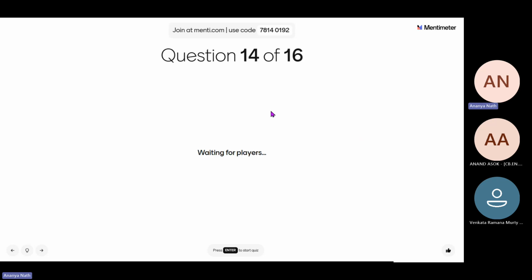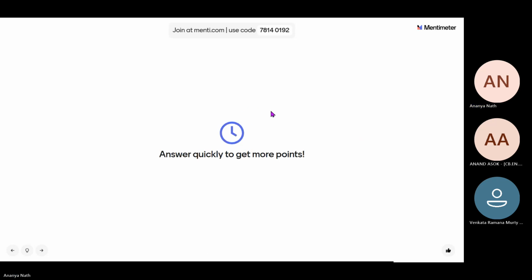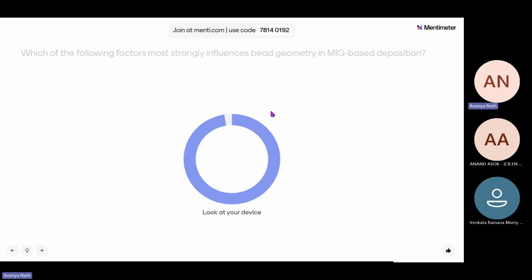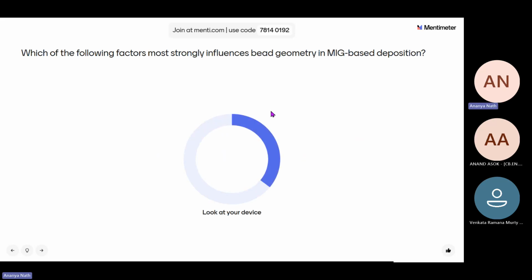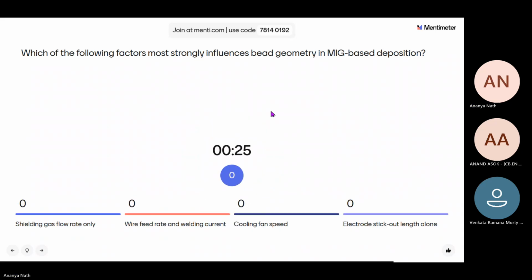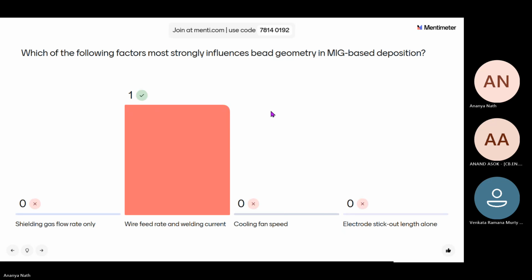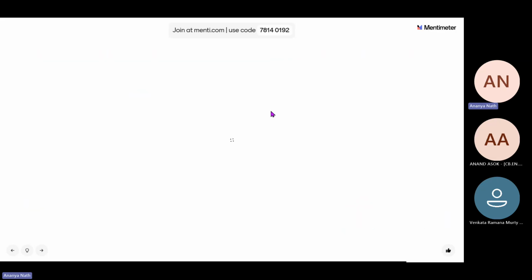Is our next question. 14th. I think only one person is attending. Or both the person people are attending. I don't know. Only one. Only one. High feed rate and welding correct. Next is the second last.